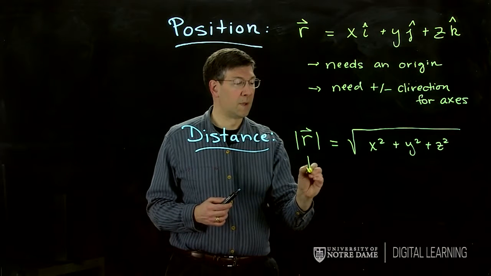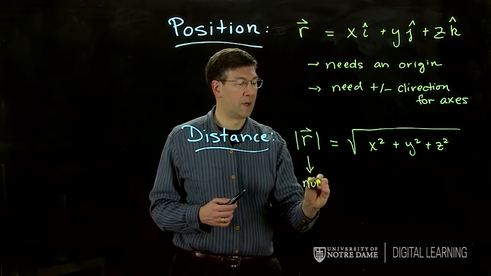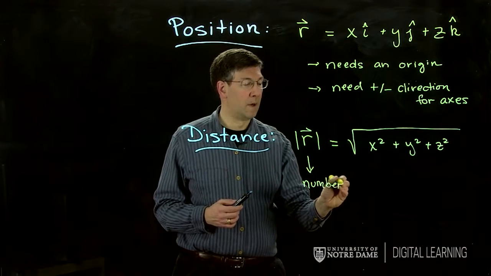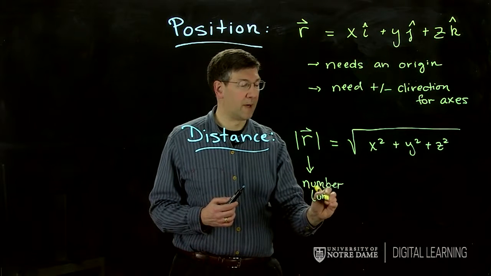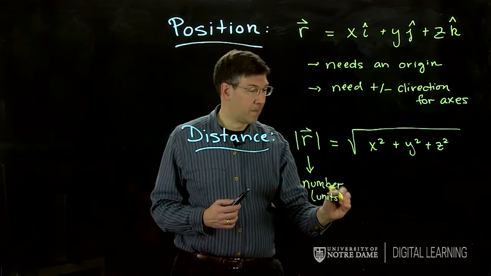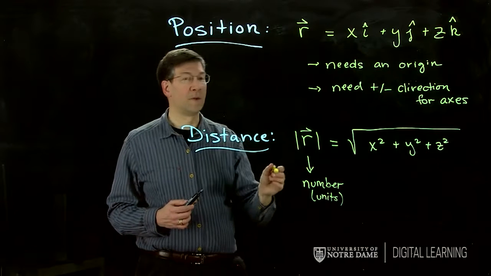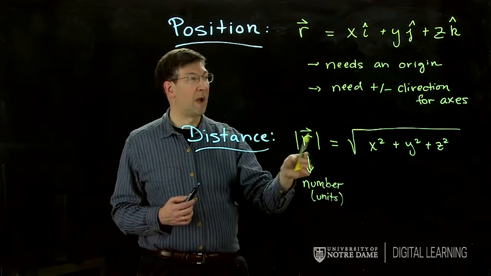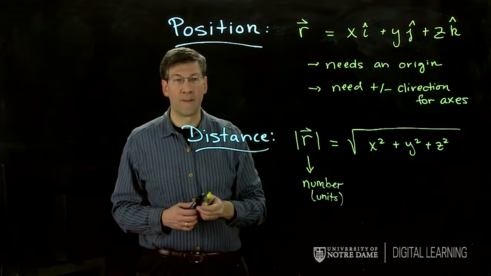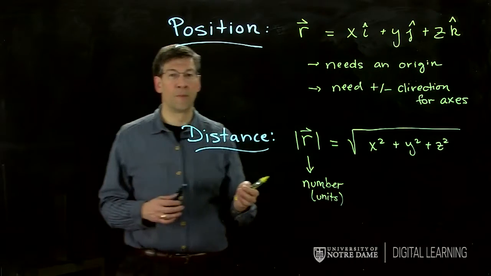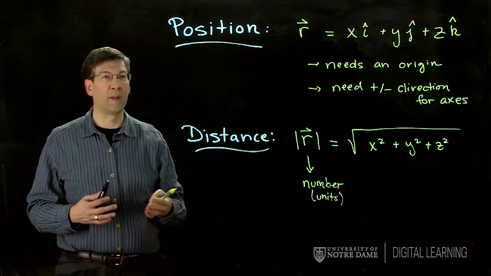And so this is a number. It does not have a direction. It'll have units, but it will not have a direction. And it really is just the length of r. It's the distance between the origin and the coordinate point that we're trying to specify. So those are the first two. And now we're going to move on and complete the sequence.